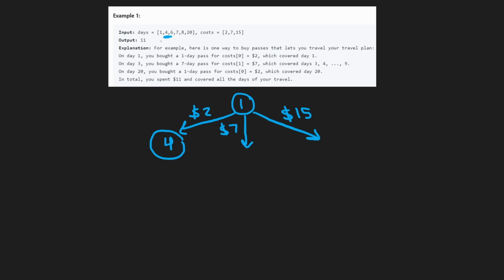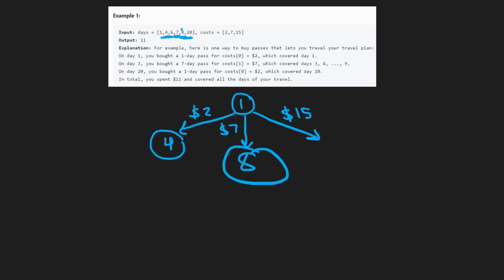So let's go back to our array. So from day 1, we can go to day 4. Yep, we can cover that. We can go to day 6. Yeah, we can cover that. Day 7, we can cover that. But then finally, when we get to day 8, we can't cover that with a 7-day pass. So day 8 is going to be the next day that we look at in this decision tree.